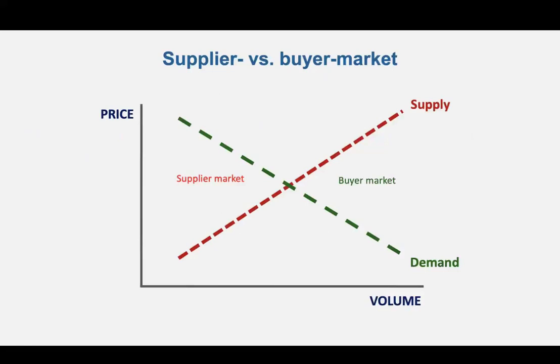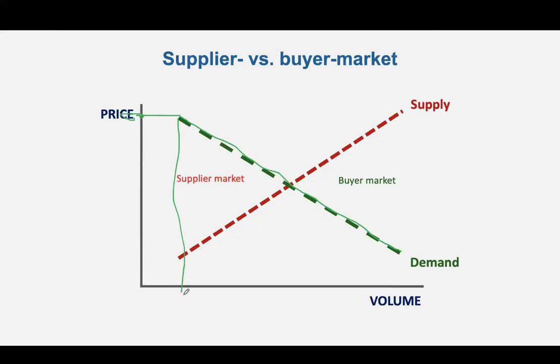Before we jump into theories and techniques of price analysis, let's first have an overview of how markets work. What's a supplier market and what's a buyer market? We have a graph, and in this graph there is volume on the x-axis, and on the y-axis it's price. And we have this green line that represents demand. As you can see, for the demand line, when price is high, volume is low, which means when price is high, then demand volume is low.